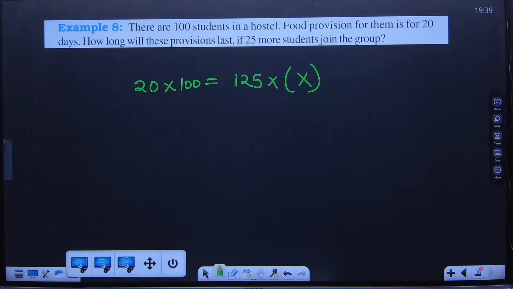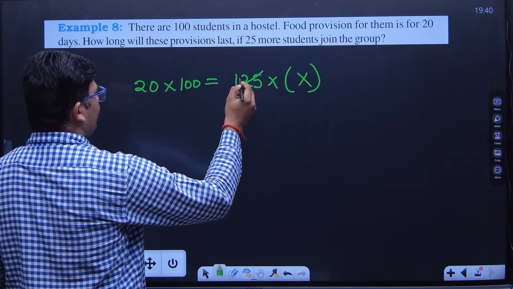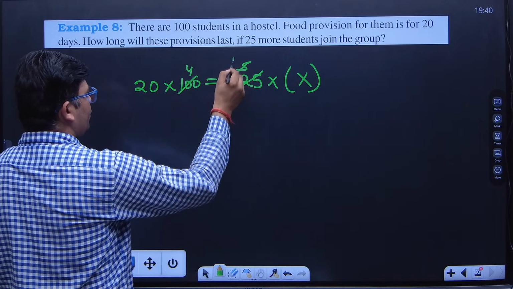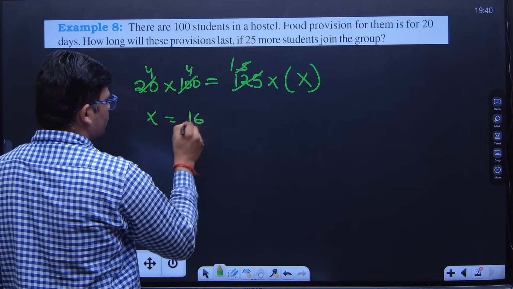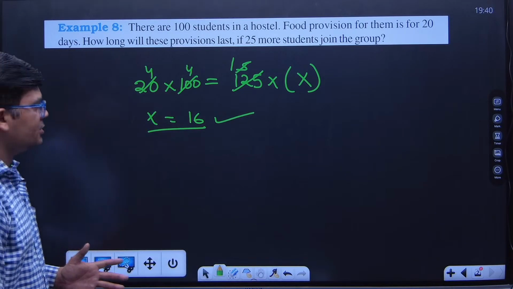Sir, 16. Yes, x is 16. Let us check. 5 into 25, 5 into 4. So x is equal to 16. So the meal will last 16 days. Okay.